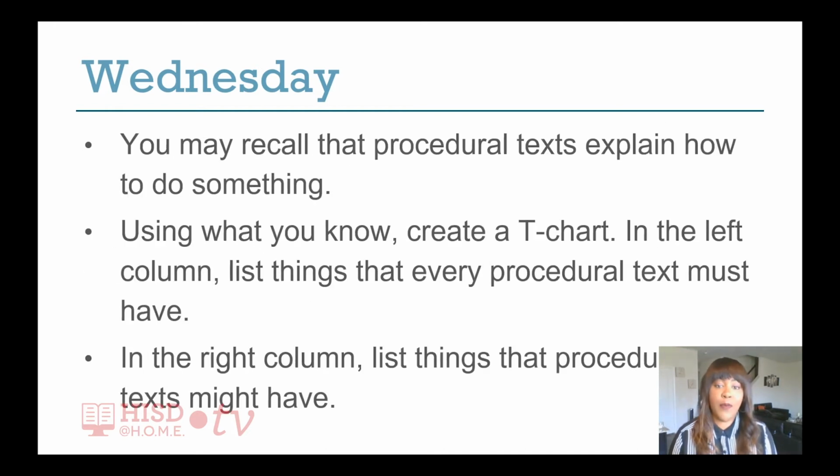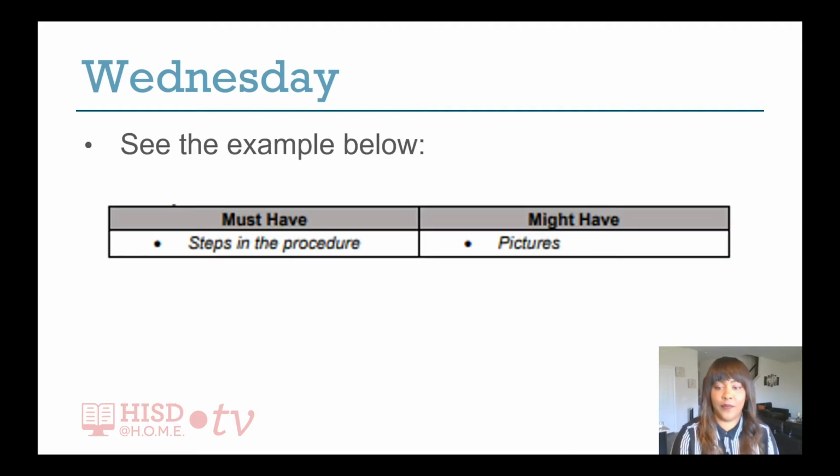So you may recall that procedural texts explain how to do something. Using what you already know, we want you to create a T-chart. On the left-hand column of the T-chart, you're going to list the things that every procedural text must have. And on the right hand, you're going to list the things that procedural text might have. This is an example of what that can look like. Must-haves on the left, might-haves on the right.